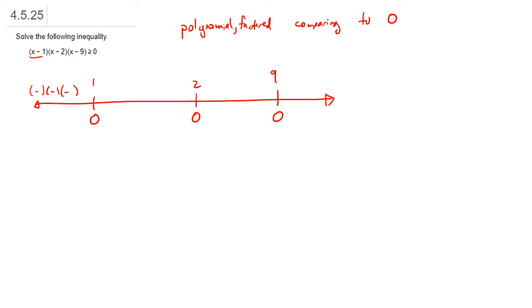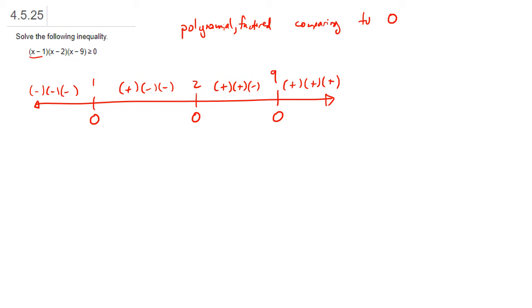Now, at x equals 1, the second two factors are still going to be negative, but that first factor flips from being negative to positive. How do I know it flips there? Where is x minus 1 positive? Well, that will be x bigger than 1. Where is x minus 1 negative? Well, that will be x less than 1. It changes exactly at 1. Similarly, x equals 2 is exactly where that middle factor changes. And at x equals 9, the third factor changes.